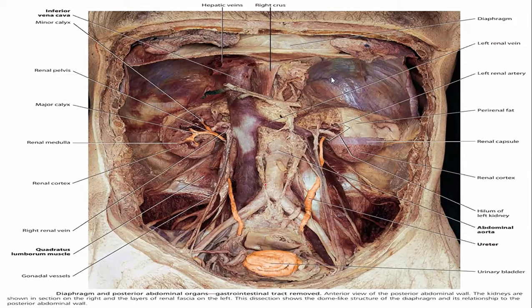What do you call, Dr. Joseph, if for example this is the aorta, diba? The aorta, abdominal aorta.